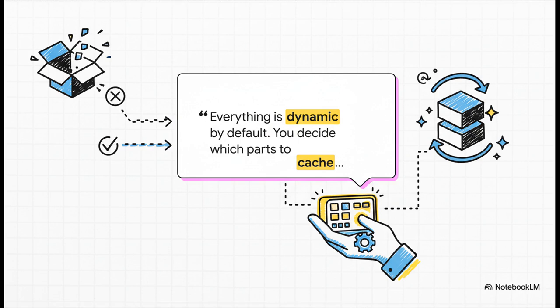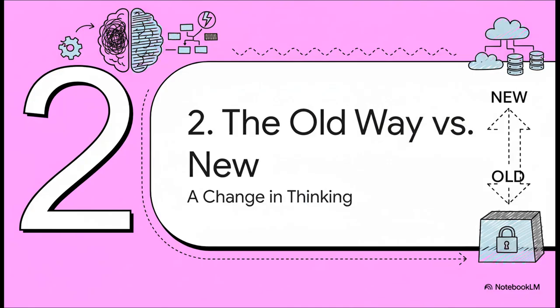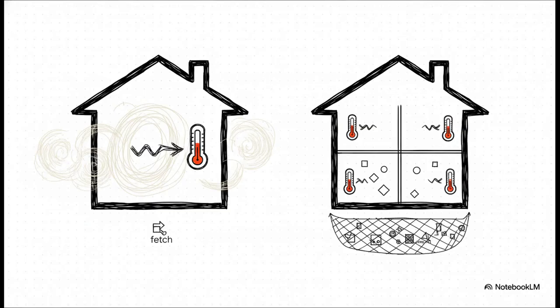So, to really appreciate why this is such a game changer, let's do a little side-by-side comparison. Seeing the old way versus the new way is where the light bulb really goes on. This table just lays it out perfectly.